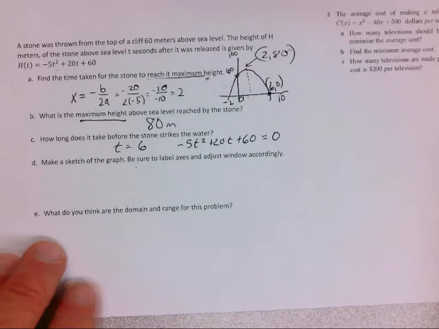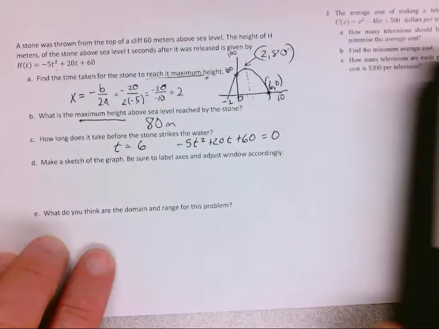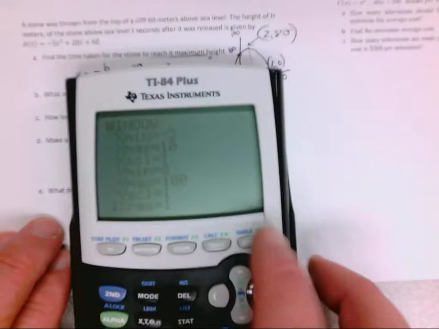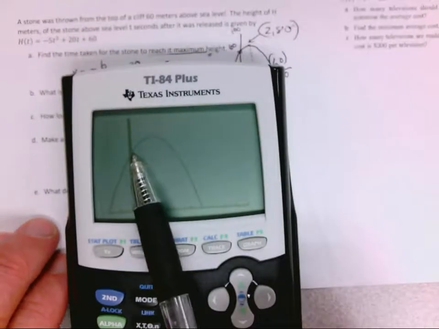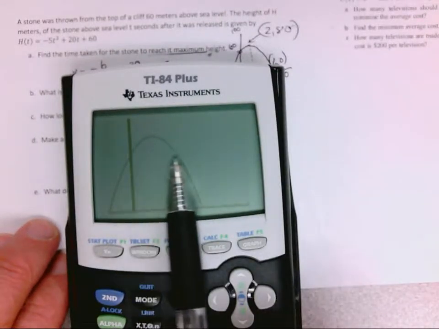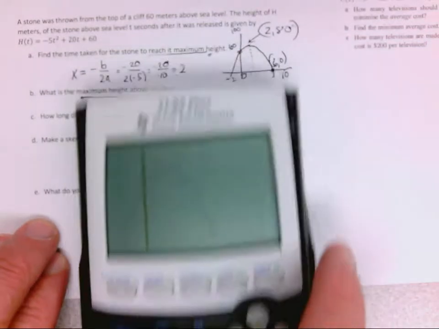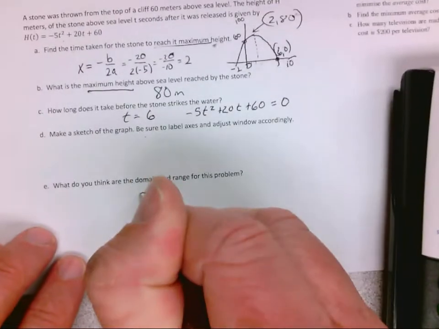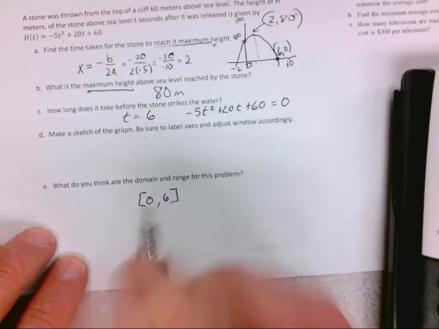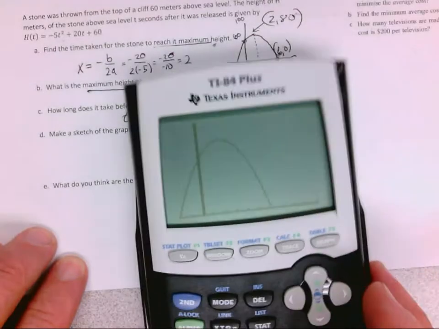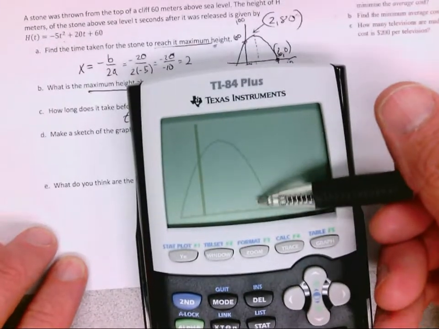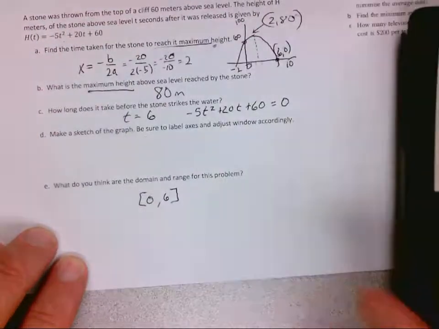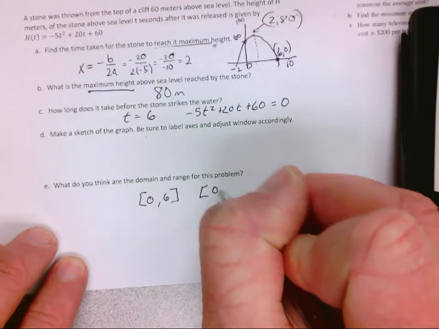And the domain and range of this problem, what do you think are the domain and range? Well, the domain is where we start, times 0 to 6. The problem stops after it hits the water, so the domain would be from 0 to 6. And then the range, smallest value is when he hits the water, highest value is the maximum height. So 0 to 80. All the values in between.